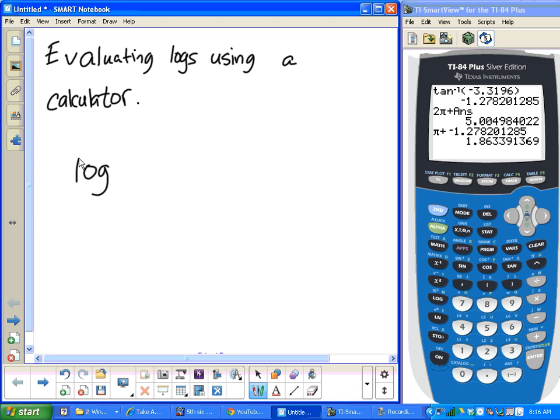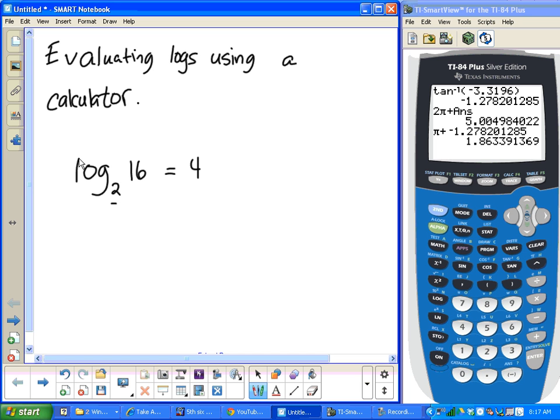If we have, say, log base 2 of 16, then we can evaluate this without a calculator. So our thought process should be: 2 raised to what power can give me 16? And we can look on our cheat sheet here and see that 2 to the 4th would be 16. So the answer there would just be 4.